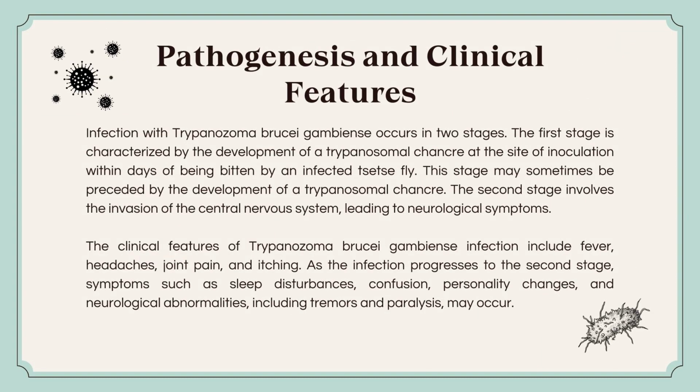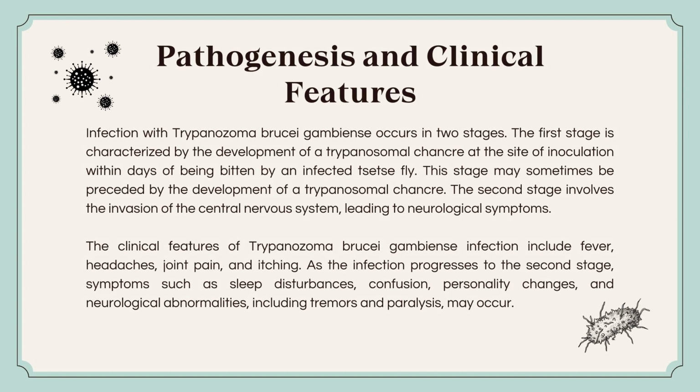Pathogenesis and clinical features. Infection with Trypanosoma brucei gambiense occurs in two stages. The first stage is characterized by the development of a trypanosomal chancre at the site of inoculation within days of being bitten by an infected tsetse fly. This stage may sometimes be preceded by the development of a trypanosomal chancre. The second stage involves the invasion of the central nervous system, leading to neurological symptoms.